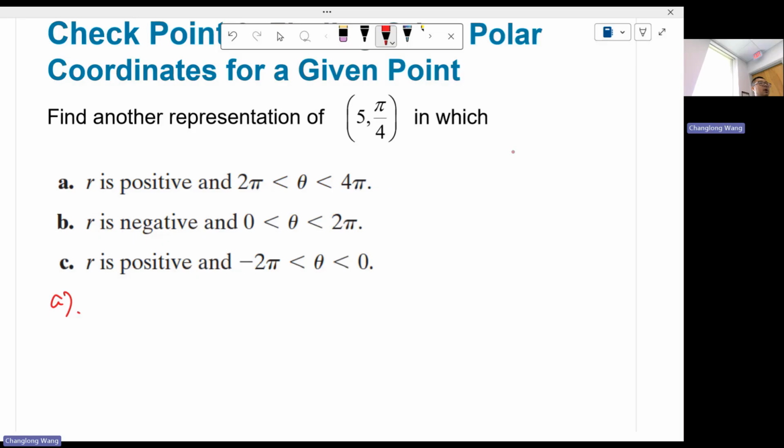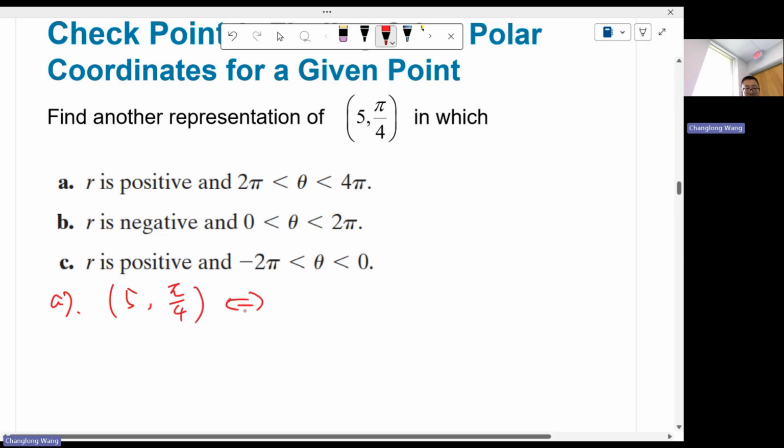Now the reason is simple. All the angles that are off by 2 pi or 360 degrees are equivalent. They're called coterminal angles. So therefore, 5 comma 5 pi/4 is equivalent, like a double-direction arrow, an equal sign kind of thing, to 5 comma pi over 4 plus 2 pi. Now it's easy to put that angle in a range of 2 pi to 4 pi. You simplify it, it will be 9 pi over 4. Okay, good.